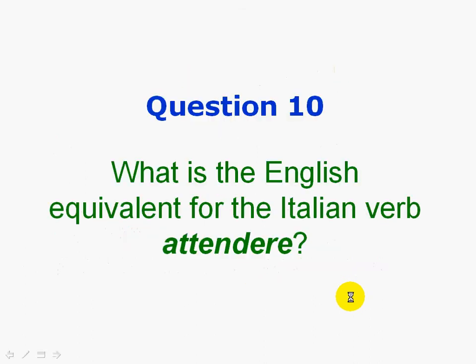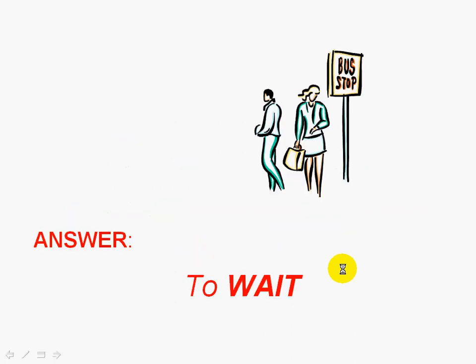And of course, finally, question 10. What is the English equivalent of the Italian verb attendere? Come si dice attendere in inglese? Do you know or do you remember? Right, to wait. I wait at the bus stop. You don't say to people, I attend for you. Non si dice così. You say, I wait for you, for aspettare.